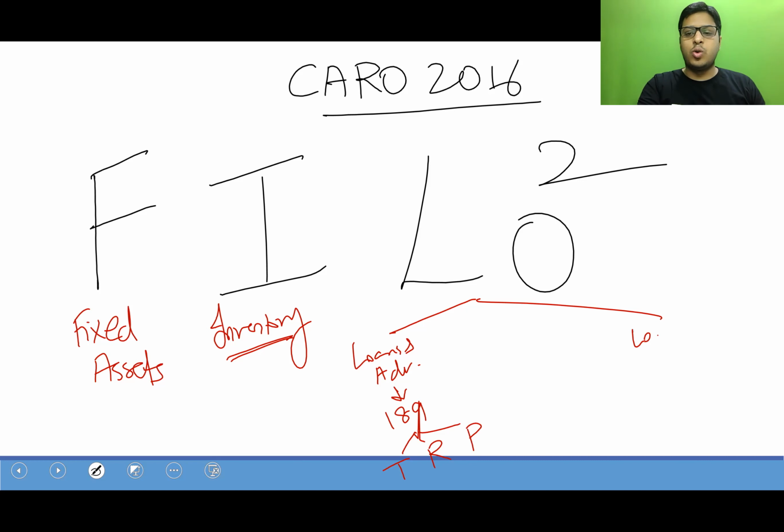Next is in relation to loans and advances which are given to directors or to other companies under section 185 and 186. So we have to see whether compliance with these two sections has been done properly or not. This is your clause number 1, clause 2.